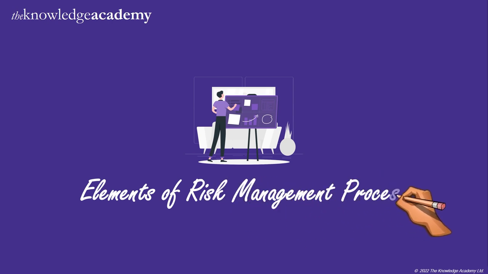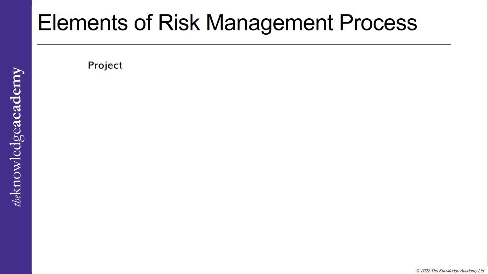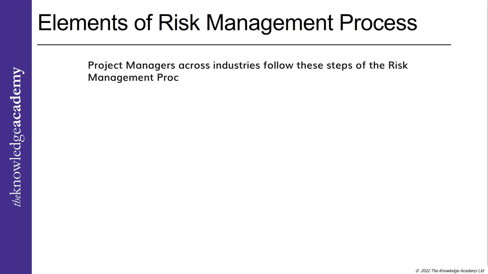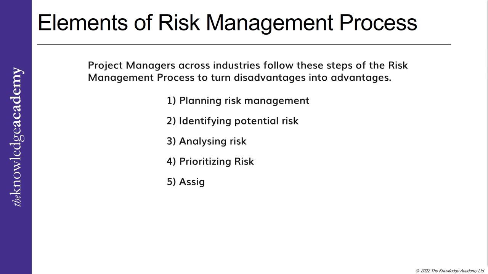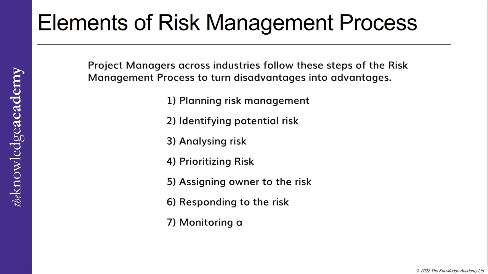Elements of risk management process. The project managers across industries follow these steps of the risk management processes to turn disadvantages into advantages. 1. Planning risk management. 2. Identifying potential risk. 3. Analyzing risk. 4. Prioritizing risk. 5. Assigning owner to the risk. 6. Responding to the risk. Finally, monitoring and controlling risk.